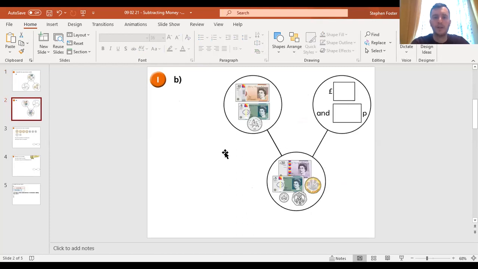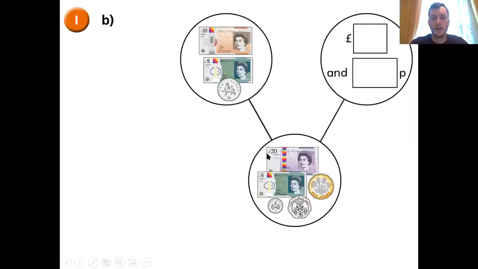Moving on. This time my hole is down here. Let me make it a bit bigger so you can see it. I've got £20, £25, £26, £26, 20 pence, £26 and 25 pence. So £26 and 25 pence. And in one of my parts, I've got £10, £15, £15 and 10 pence. Again, pause the video if you'd like to solve that one. Otherwise, let's work through it together.